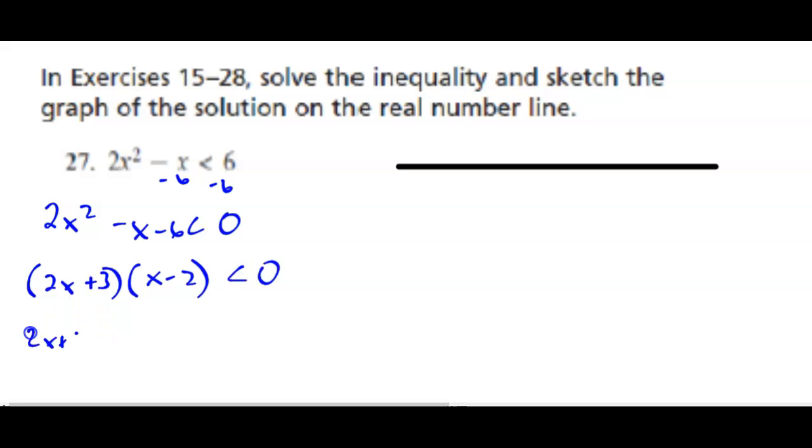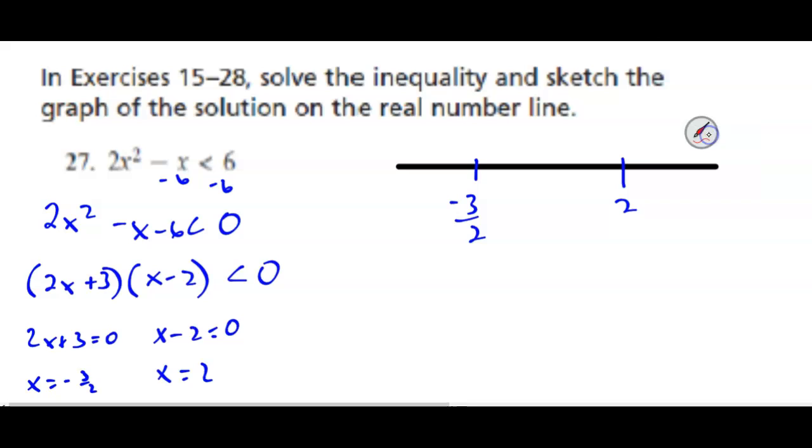And then I take both of these factors and set them equal to 0 and solve them. Here I get x equals -3/2, and here I get x equals 2. So I'm going to go to my wiggle line test and find some values that I could test on all three sides. So this is -1.5. I'm going to test -2, 0, and 3 in the original.